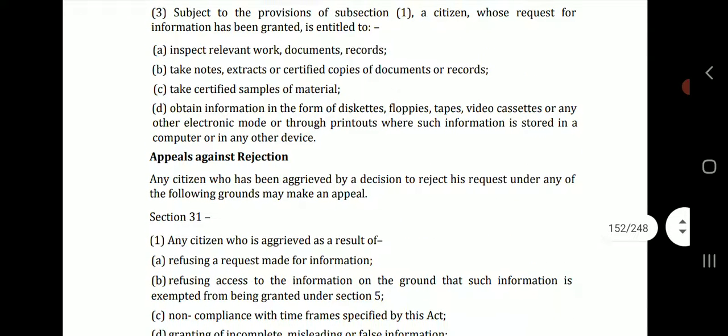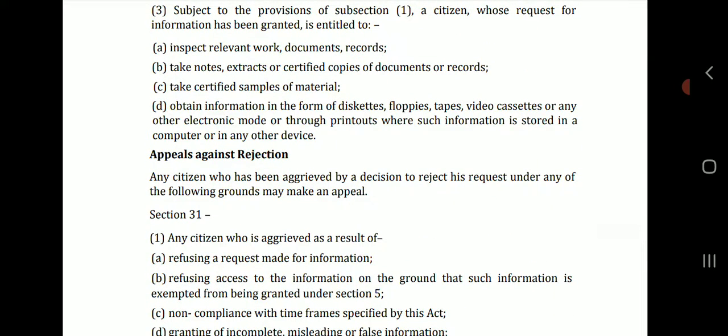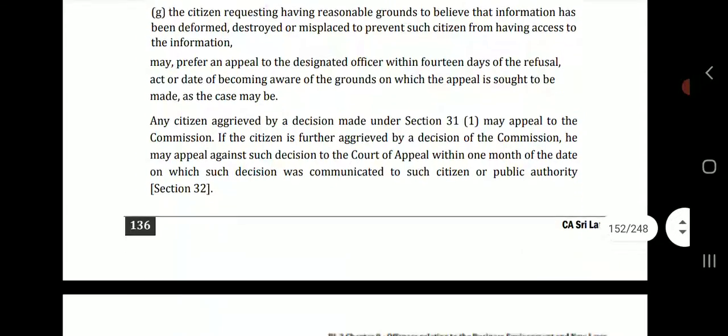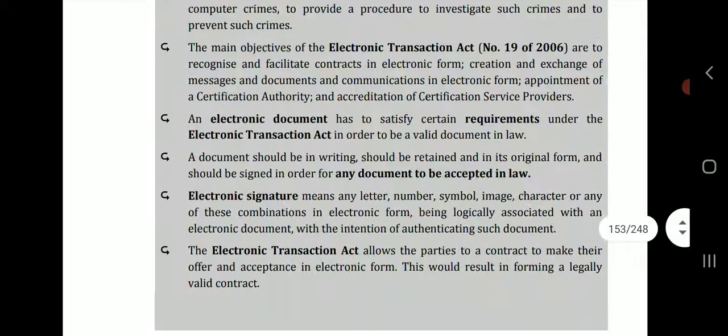Electronic modes: for any documents you can ask for a printout, but you're not allowed to take pictures with your phone. That is pretty much prohibited. And that's all.